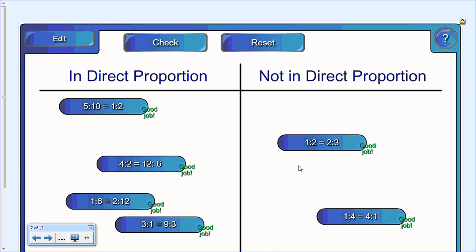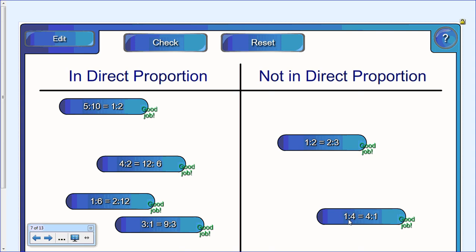But if they're not in direct proportion, what you get is it doesn't match up. 1 to 2 can't be the same as 2 to 3. Because to get from 1 to 2 on the left-hand side of the ratio, you're multiplying by 2. 2 to 3 is not multiplying by 2. It's multiplying by 1 and 1/2. So you end up getting something that's not in direct proportion.